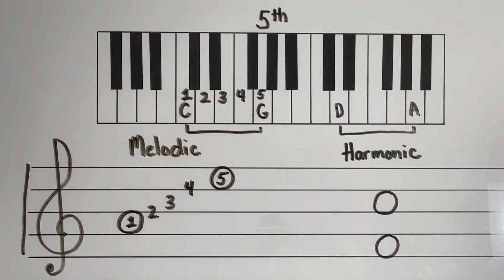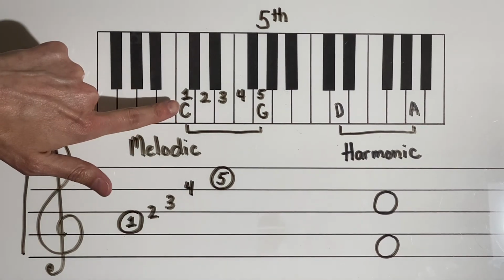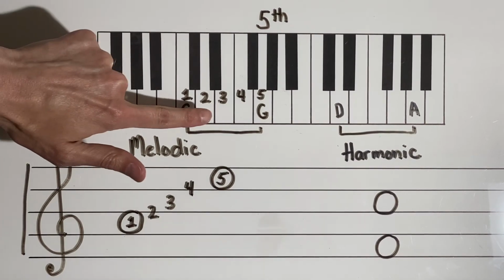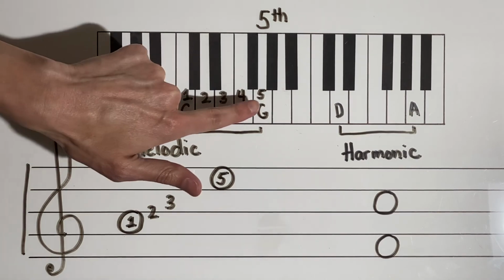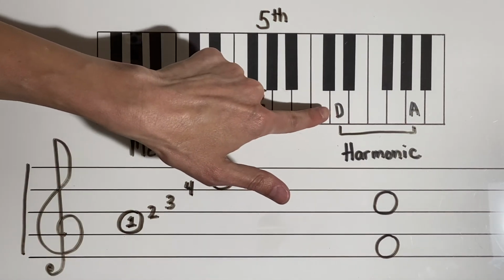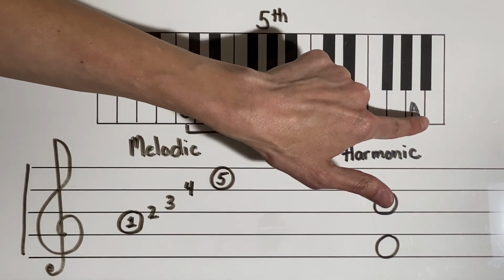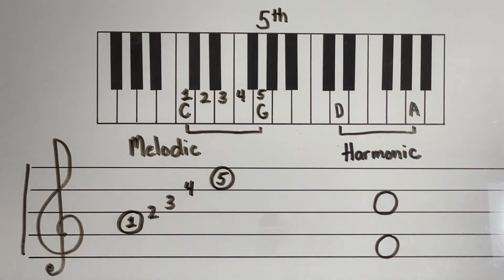The last interval we're going to talk about today is a fifth. And we're going to start at the piano first. Start with C being our first note, and let's count up. Count with me. 1, 2, 3, 4, 5. C to G is a fifth. And over here we have a D. D is our 1. 1, 2, 3, 4, 5. A is our fifth. D to A is a fifth.